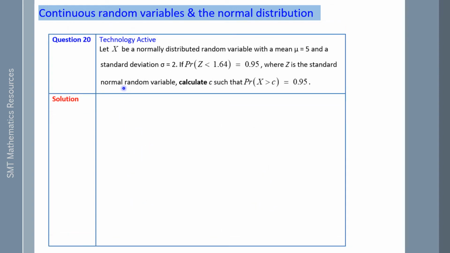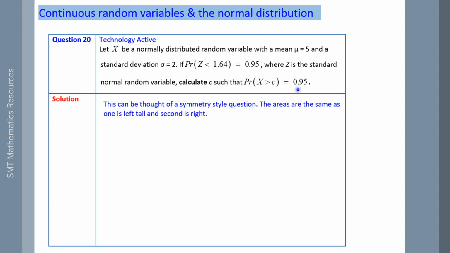Question 20, we've got x being a normally distributed random variable with a mean of 5 and a standard deviation of 2. If the probability of z being less than 1.64 is 95%, where z is a standard normal random variable, calculate c such that the probability of x being greater than c is 95%. What you've got to see here is this can be thought of as a symmetry style question. The areas are the same. One's a left tail, one's a right tail. So they're actually telling you the z score up here that gives you 95%. So if I'm a left tail, I'm positive 1.64. So if there's 95% in front of the same z score or similar z score, it'd be negative 1.64.